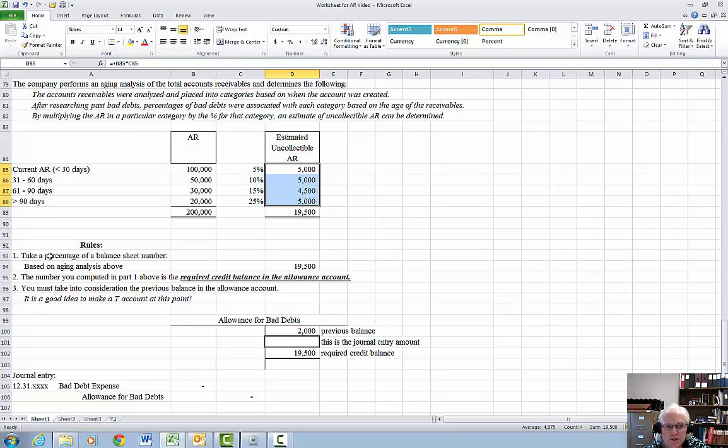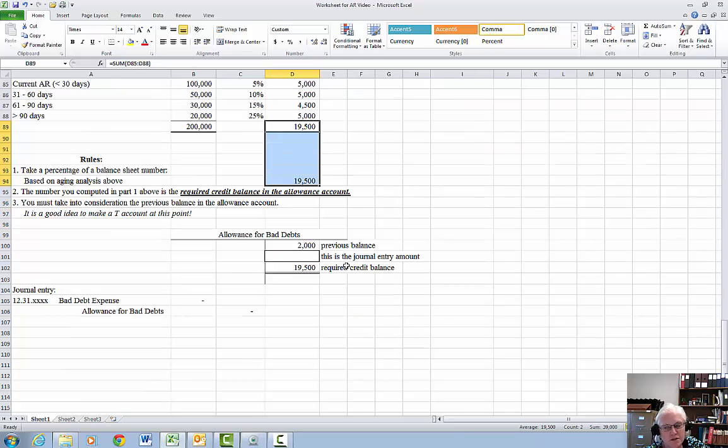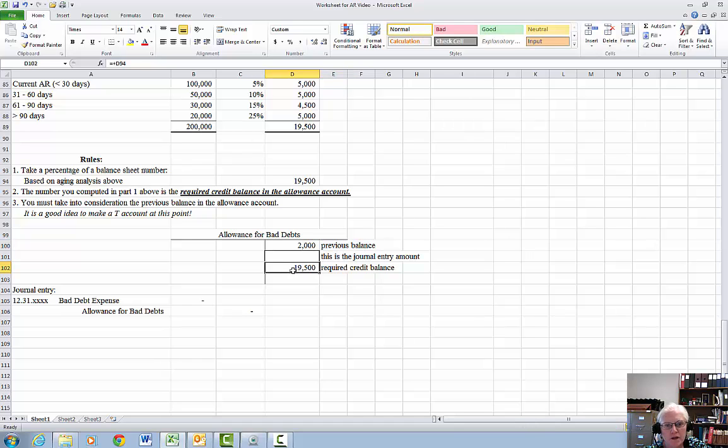So the rules: we took a percentage of a balance sheet number, accounts receivable. Based on the aging analysis, we come up with the 19,500, which again, because it's the balance sheet method, is the required credit balance in the allowance account. So I'm going to draw a T account one more time. I'm going to put in 2,000 for the previous balance for my allowance account. I'm going to plug in the 19,500 that I want to end up with, and compute the formula for what my journal entry amount should be.